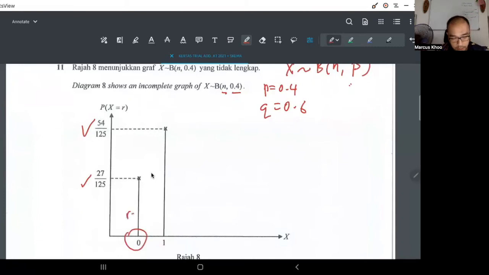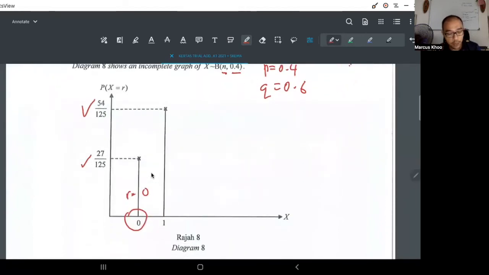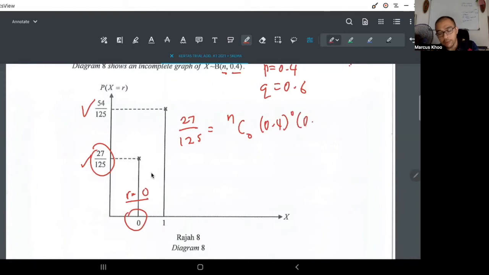So r equals 0. I want to find the value of n. Now, the formula is given in the front, which is nCr p to the power of r, q to the power of n minus r. And you're given that when r equals 0, the probability is 27 over 125, equals nC0, 0.4 to the power of 0, 0.6 to the power of n. n minus 0 is n. Now nC0 is 1. 0.4 to the power 0 is also 1. So essentially, you're just left with 0.6 to the power n equals 27 over 125.